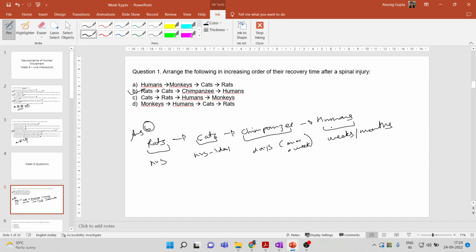So why is this the case? This is because as we go higher up in the species, the influence of the higher centers like the brain and the cortex is more when compared to lower species like rats. So this is the explanation.